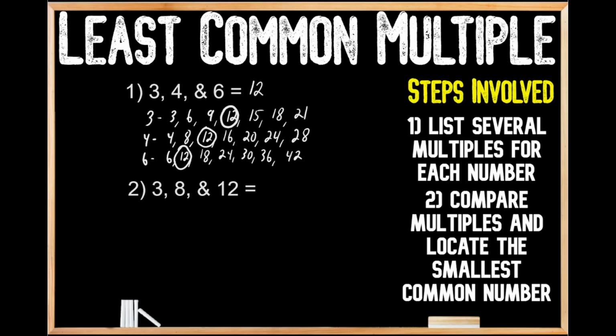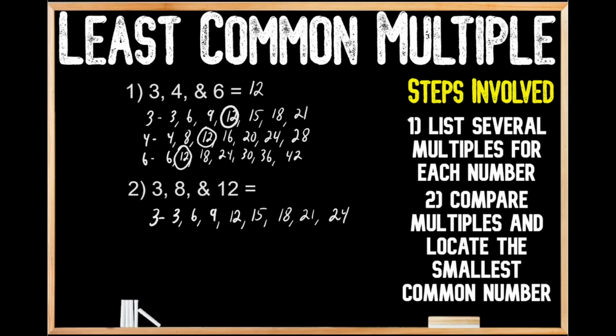So now let's give this a try with question number 2, where this time we're being asked to find the least common multiple for 3, 8, and 12. Looking back to our steps involved, we can remember that our first step is to list several multiples for each number. So let's go ahead and list the multiples of 3 to start off again. So we have 3, 6, 9, 12, 15, 18, 21, and last 24.